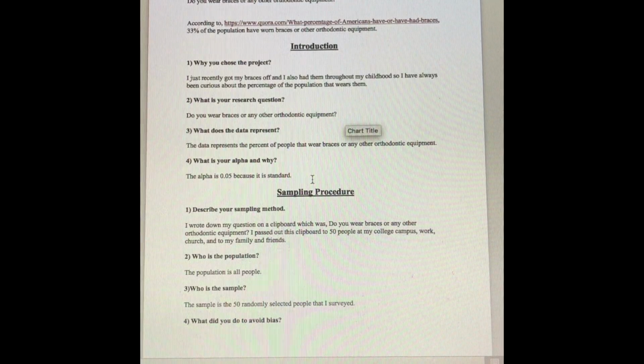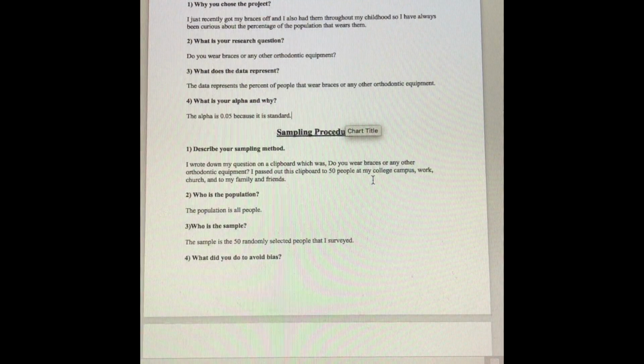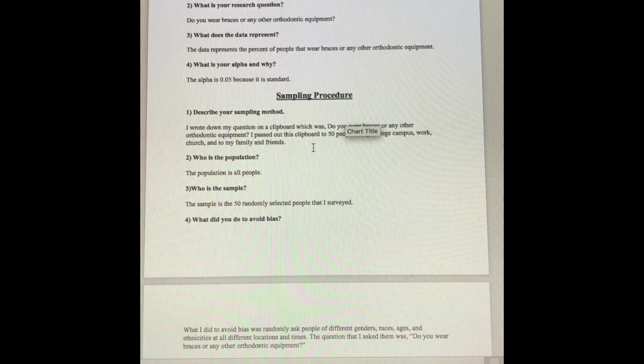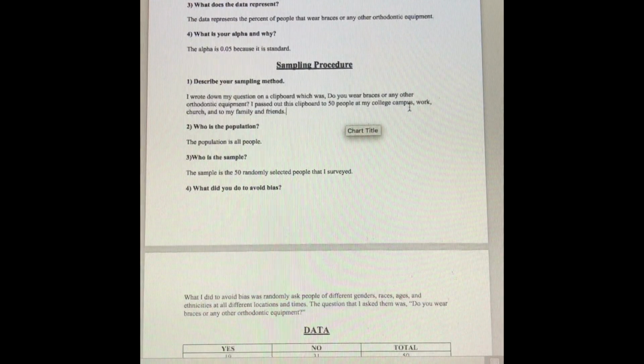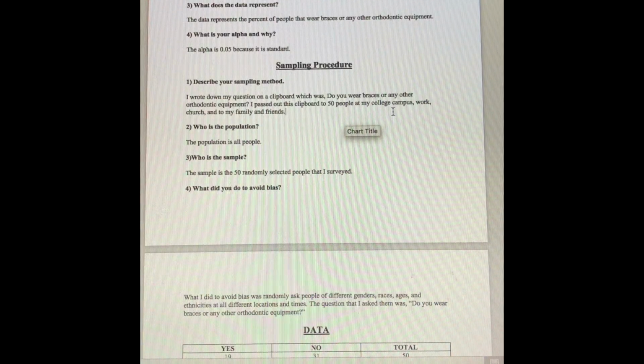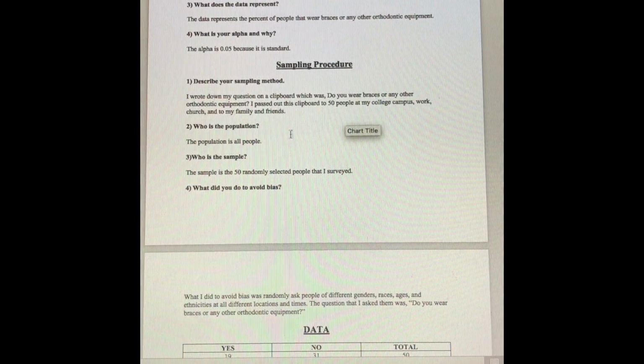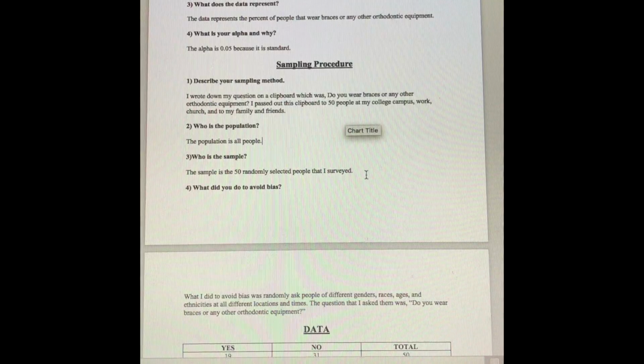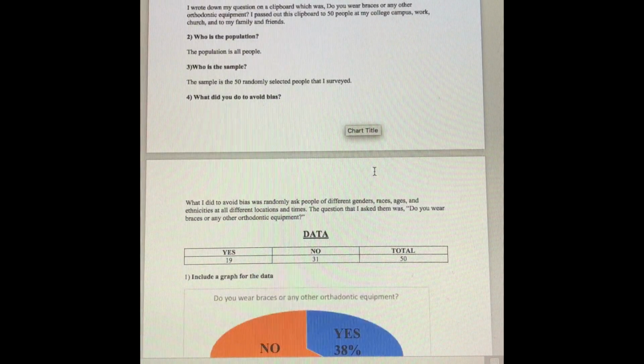The alpha was 0.05 because it is standard. I basically wrote down my question on a clipboard and handed it out to people at my college campus, work, church, and to some family and friends. The population is all people. The sample is the 50 randomly selected people that I surveyed.